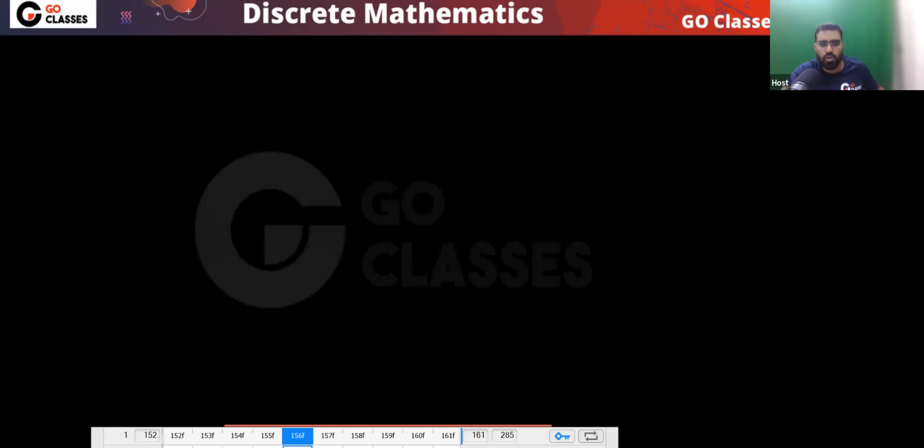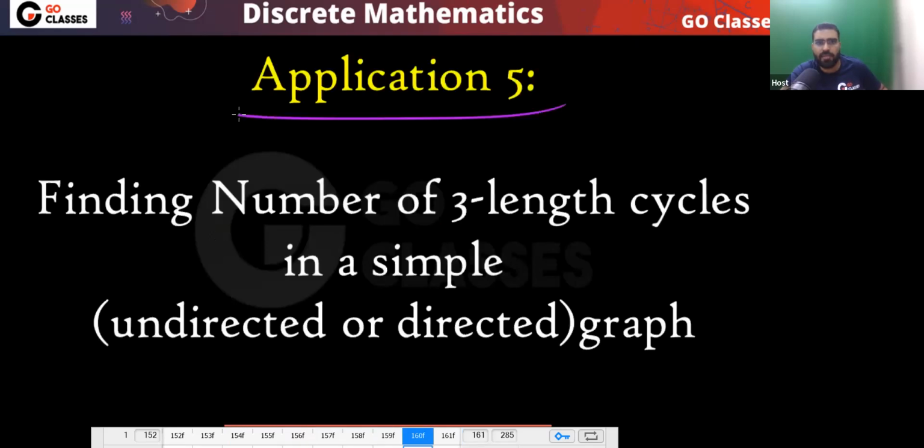Okay, so now let's see the next point. The next is application number 5. Should we stop or should we continue? Are you finding this interesting or not? Actually, these are GATE questions. I am just trying to provide you the intuition or the proof. All these applications that we have seen, these are GATE questions. Already in the GATE exam, these questions have come, and they can come.